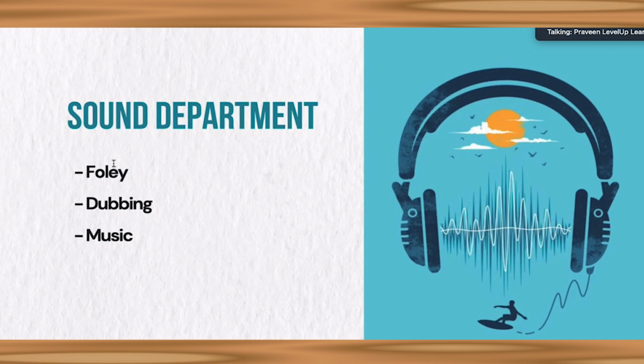9, 10, 11, 12 will be the music. Music is the background music of the film, no? Like, it will be done by the music composer. The Foley team will be doing the 4 reels, dubbing team will be doing another 4 reels, and the music department will be doing the other 4 reels. And they'll be intersecting with each other and the film will be finalized.